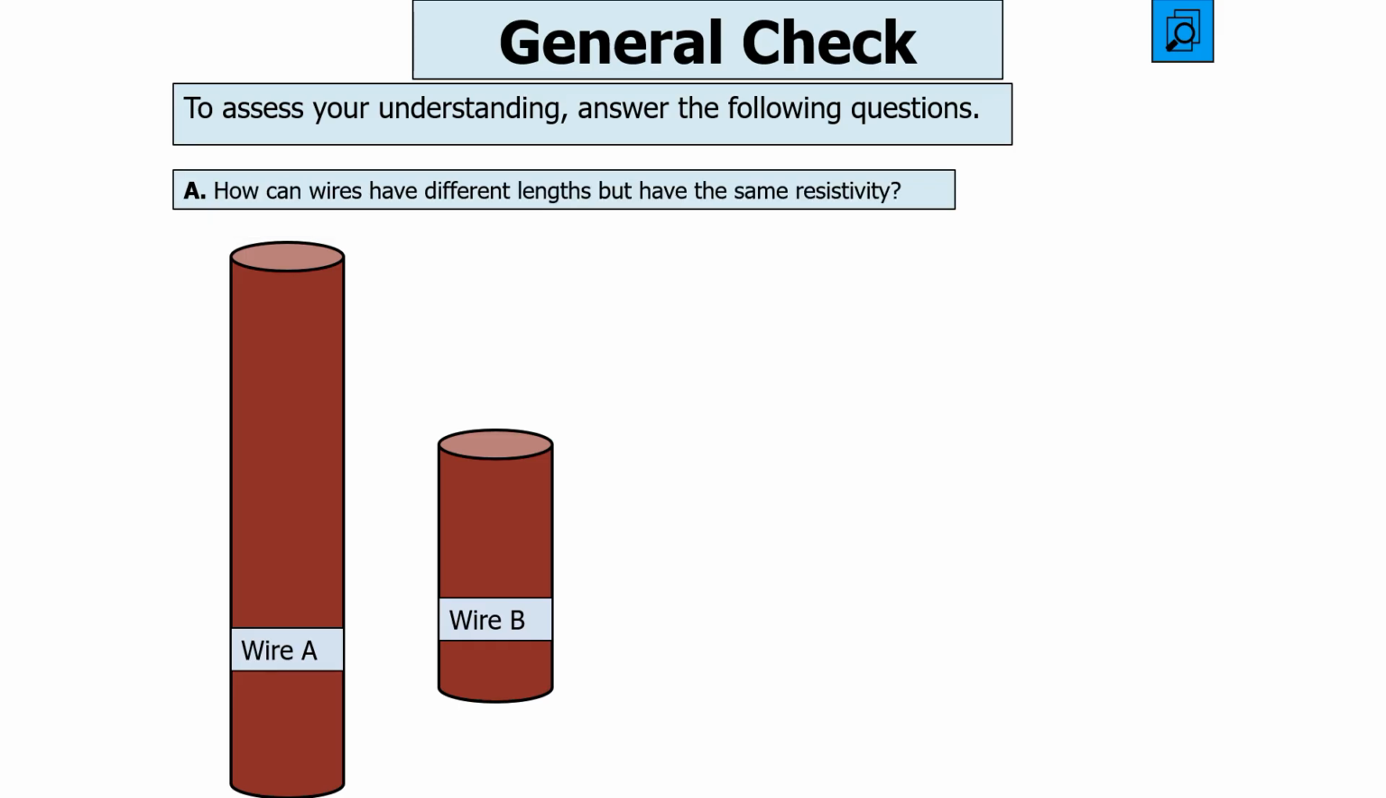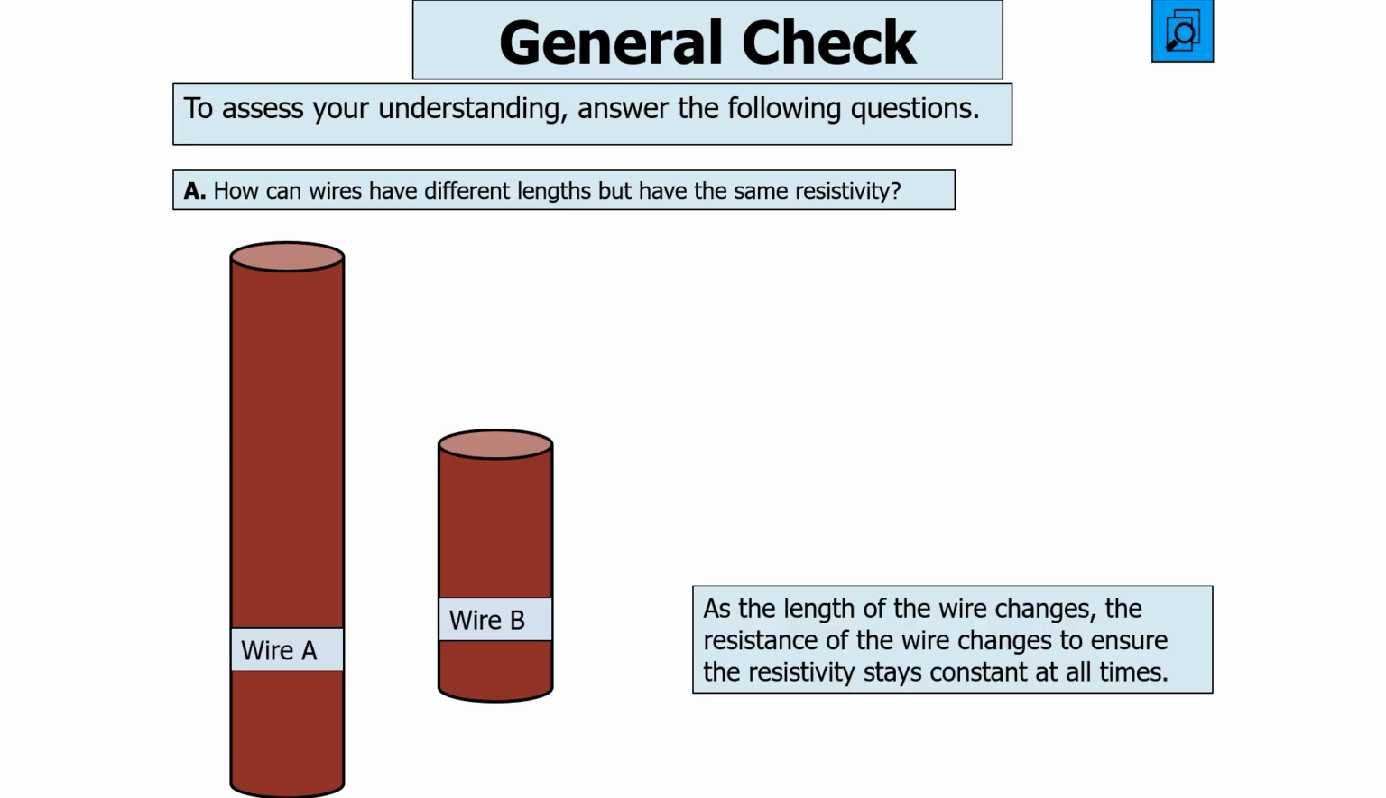Now, how can wires have different lengths but the same resistivity? So pause the video now, then unpause the video when you want to go through your answer. Now, as the length of the wire changes, the resistance of the wire also changes to ensure that the resistivity of the material stays constant at all times.